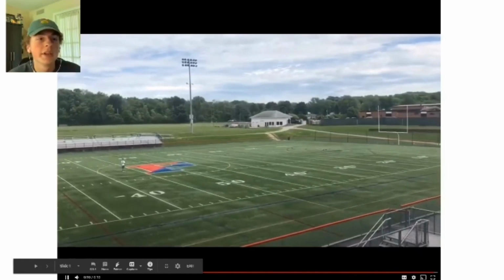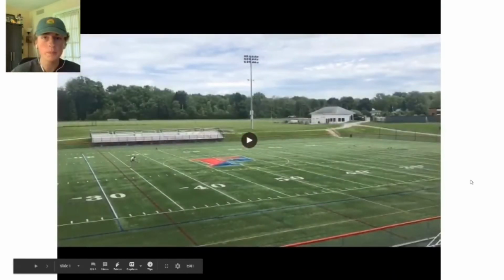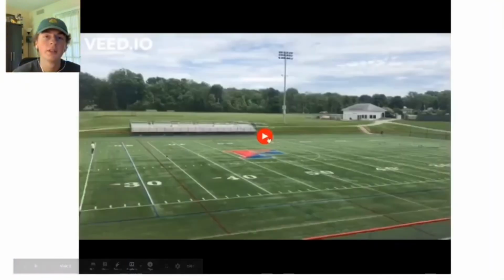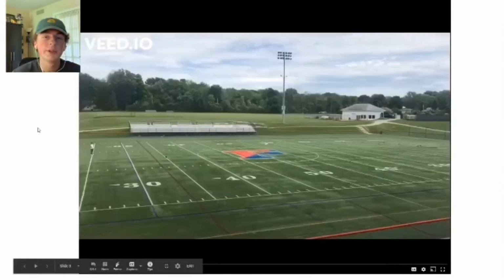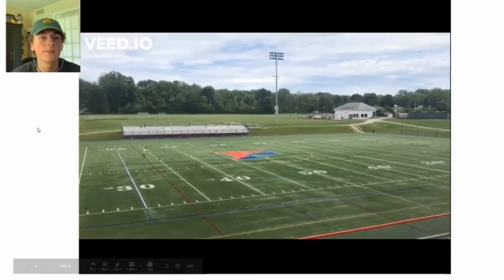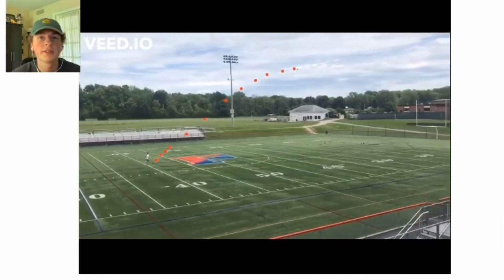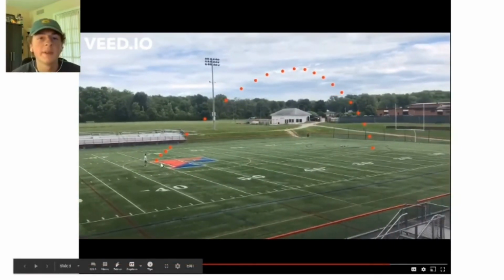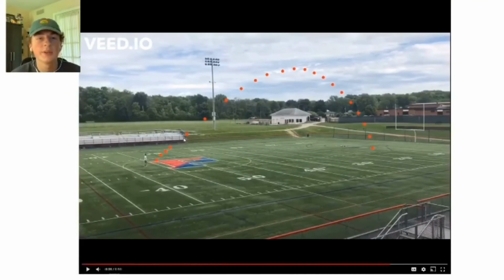Pretty good kick if you ask me. So yeah, let's apply some parametrics to this kick. In order to do this, I tracked the ball as it went with little dots. These dots are at time increments of like 0.1 seconds or 0.2 seconds. It depended on how lazy I was. And that's the general idea of what the curve's going to look like.